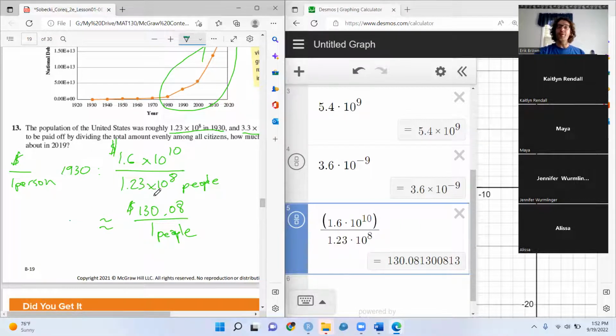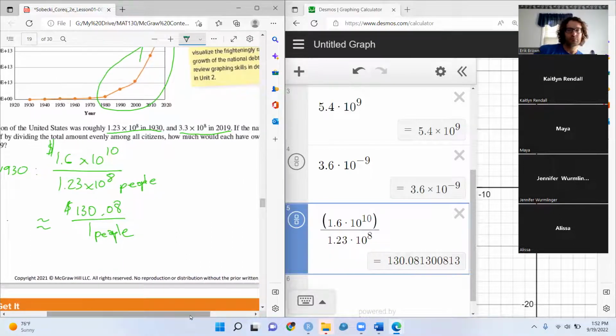The other thing to think about in terms of this $130 is what would $130 have purchased back in 1930? Definitely a car. I don't know. I don't really know, with inflation and all that, the difference between them.